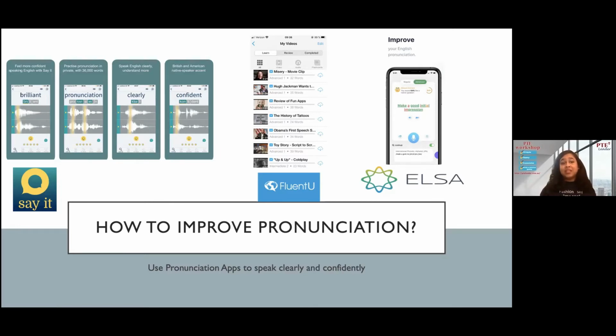Make an account and see which one is more helpful for you and make it a part of your regular practice for English. So yeah, Say It, Fluency, or ELSA, these are my very favorite, and I find these very useful to improve your pronunciation, to help you speak clearly and more confidently.